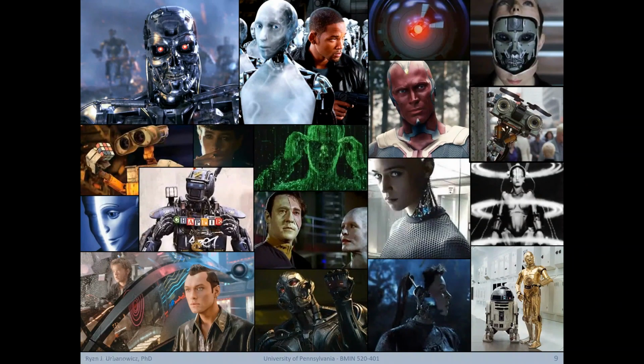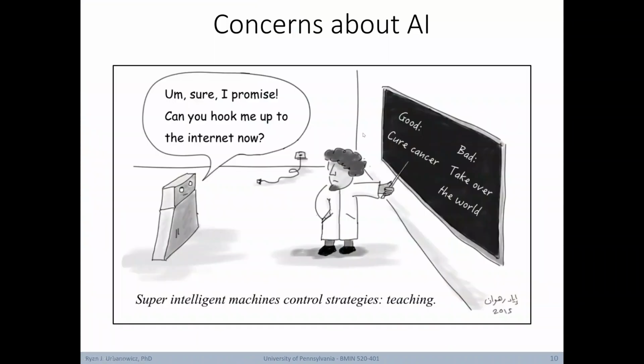But often we see these themes of autonomous, intelligent entities that develop a sort of self-awareness and the capability to think like a human being. And so this conjures worries, right, about the future of AI and what it could turn out to be. And so on the chalkboard here, we have an instructor pointing out to the machine, "Good, cure cancer," or "Bad, take over the world."